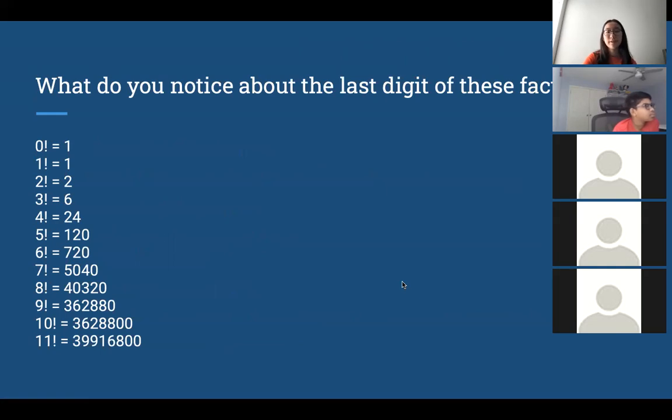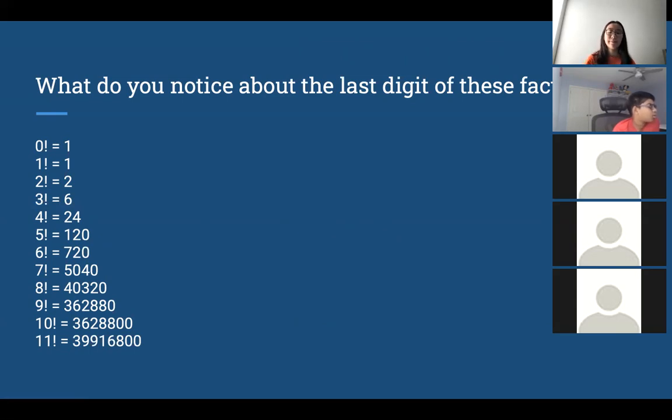Now we're going to go into factorials. If you don't know what a factorial is, the format you write it in is a number followed by an exclamation point, and then you multiply all the numbers from 1 up to that number. So for example, 3 factorial is 3 with an exclamation point, and it equals 3 times 2 times 1, or 6. 4 factorial would be 4 times 3 times 2 times 1, and so on.